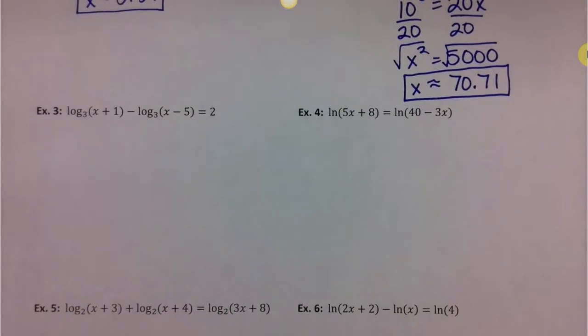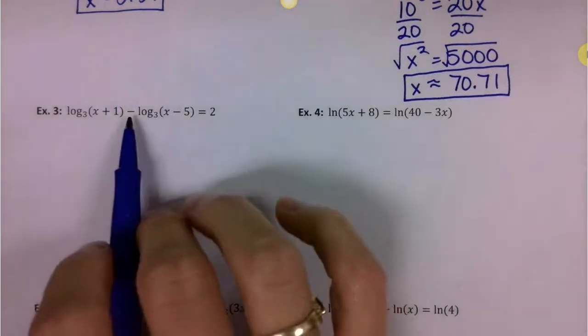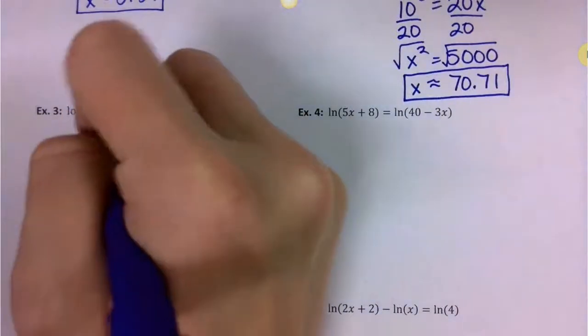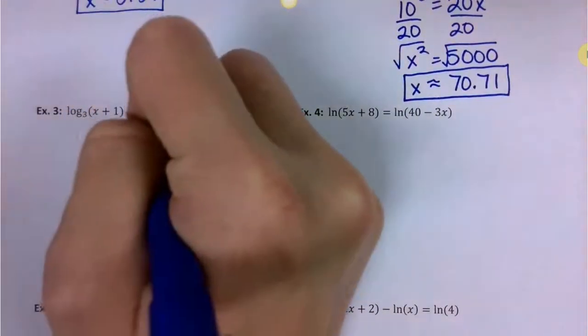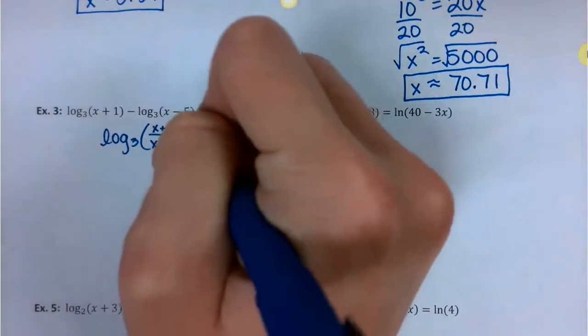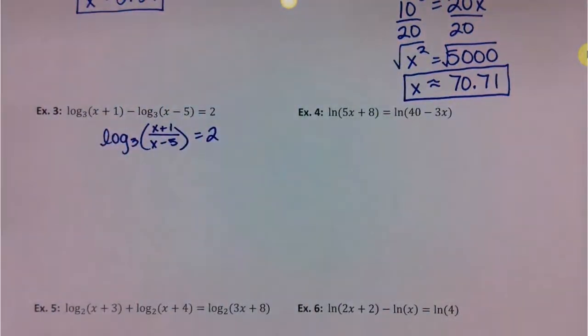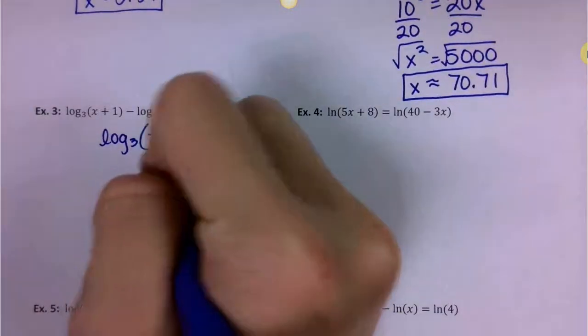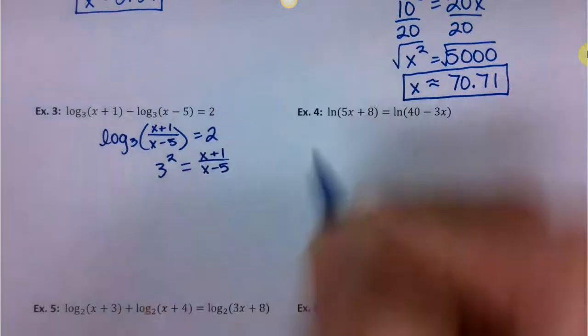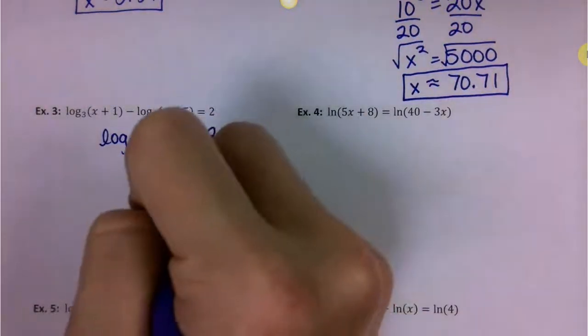For number 3, similar to number 2, we first want to get a single logarithm on the left-hand side. Now this one is a subtraction, which means we can turn it into a division. This would be the same as the log base 3 of x plus 1 divided by x minus 5 is equal to 2. And then rewriting this as an exponential equation, we would have 3 squared is equal to x plus 1 over x minus 5, which 3 squared is 9.